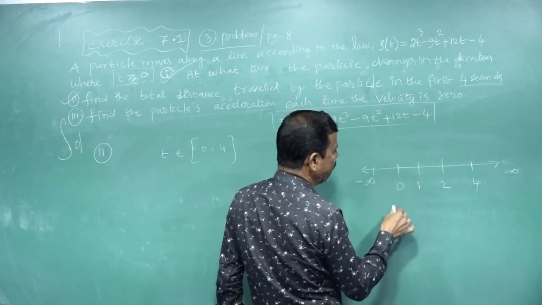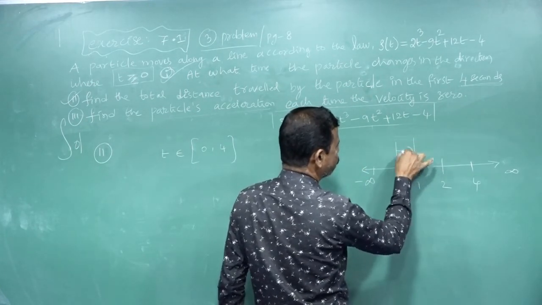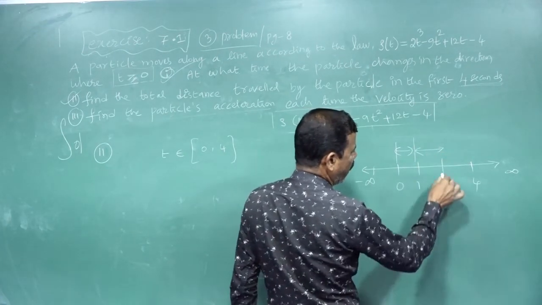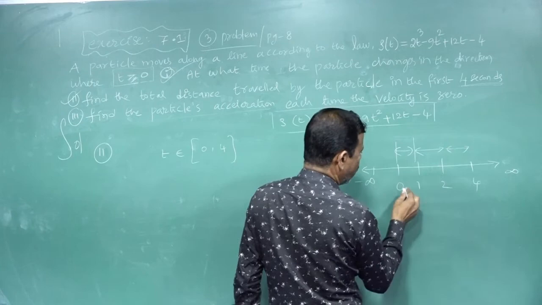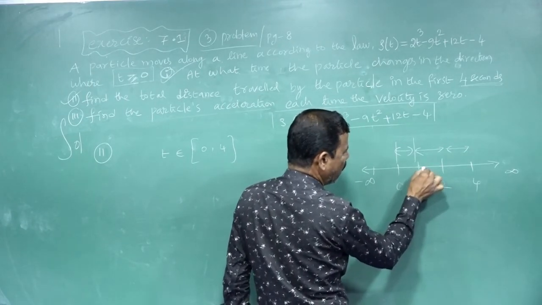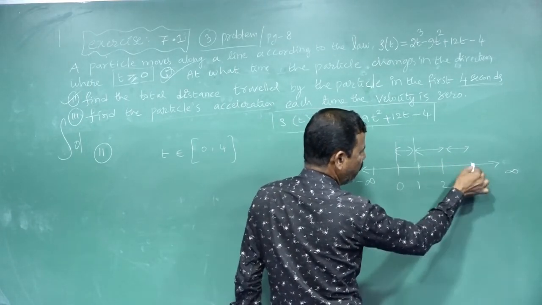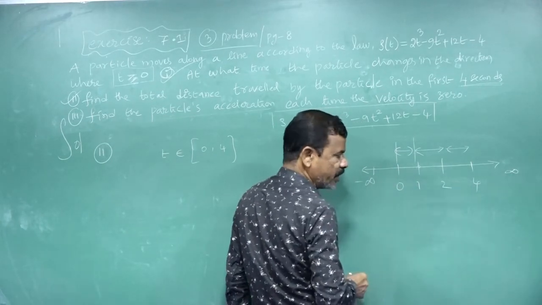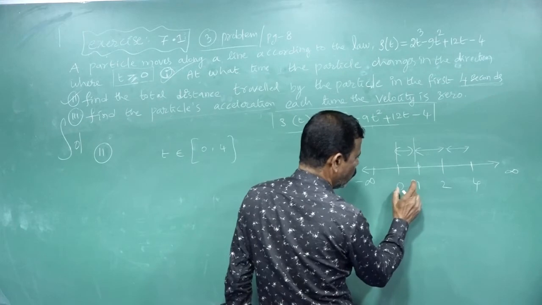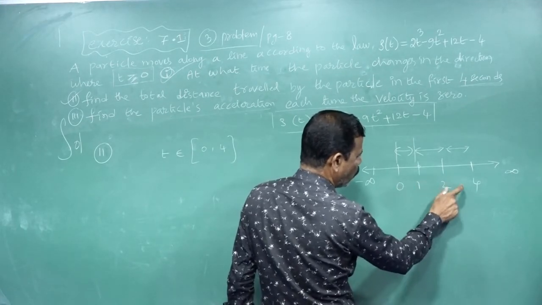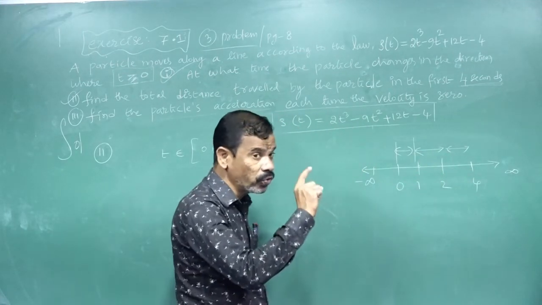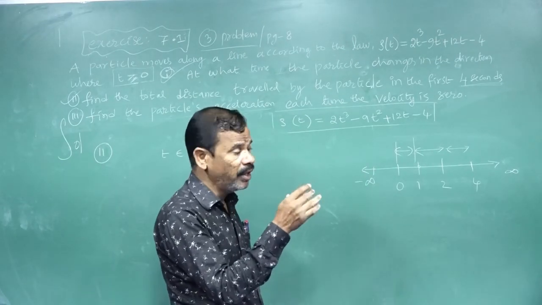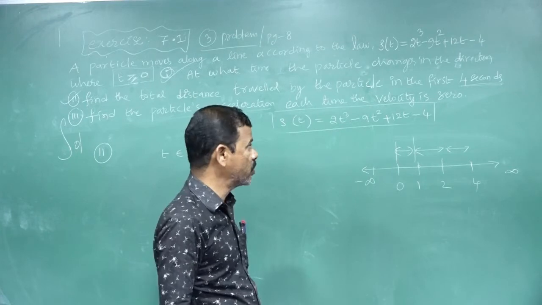So here we calculate 0 to 1 and 1 to 2. Here 2 to 4 directly. So the direction changes at 1 and 2 only. Not between 2 and 4, no direction change. That's why for 2 to 4 the distance is calculated directly: 0 to 1, 1 to 2, 2 to 4. No need of 2 to 3 and 3 to 4, because there are no direction changes.